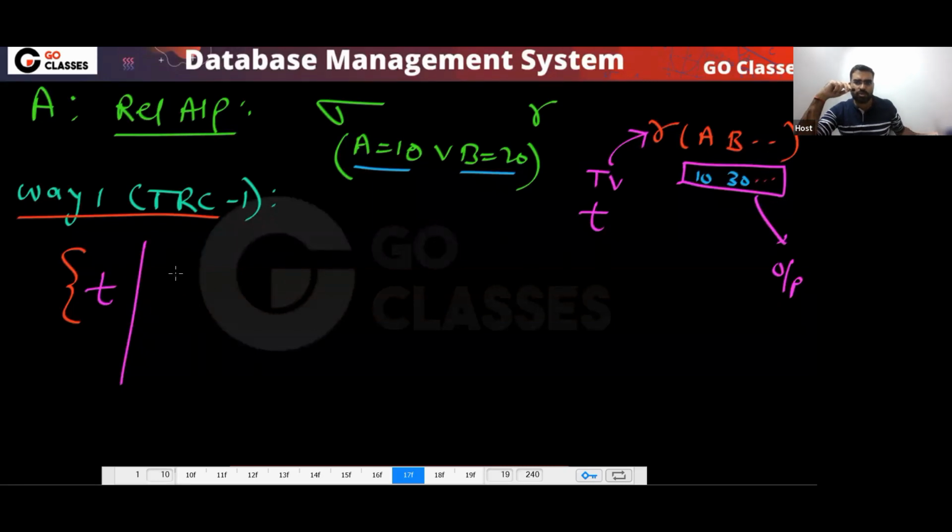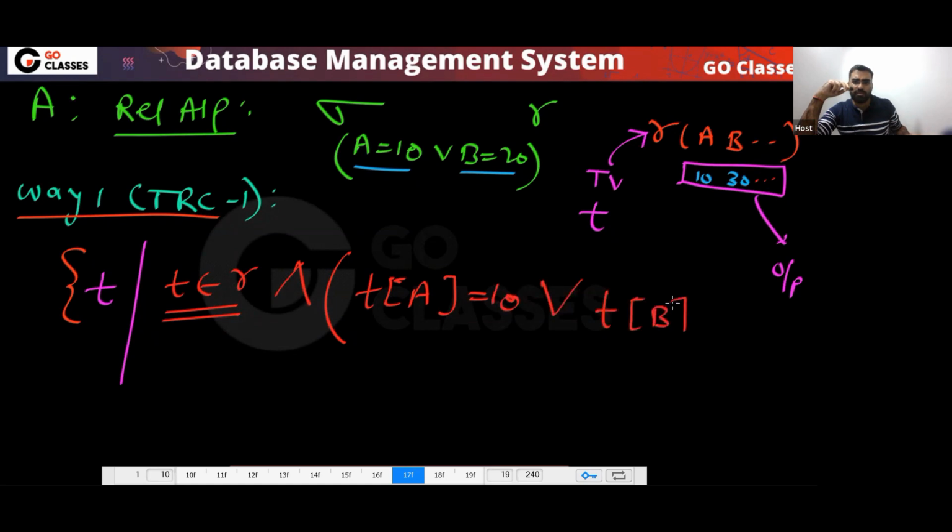Such that what should happen? This T should belong to R, and T of A should be 10 or T of B should be 20. This is your answer. Very simple.